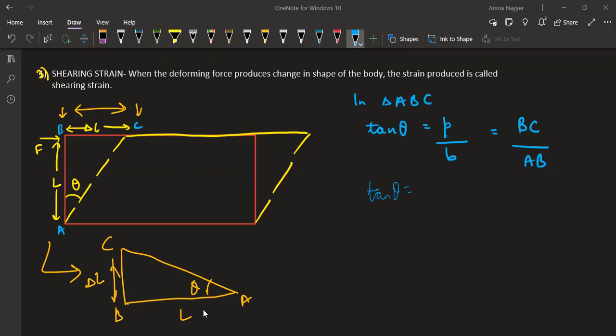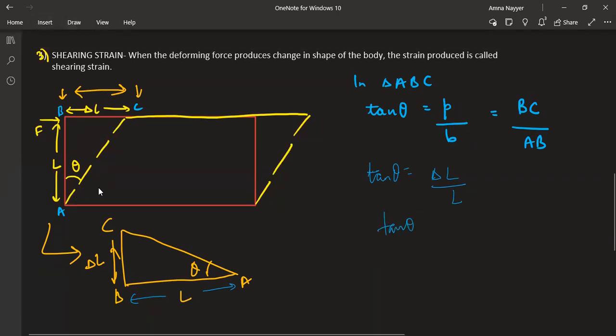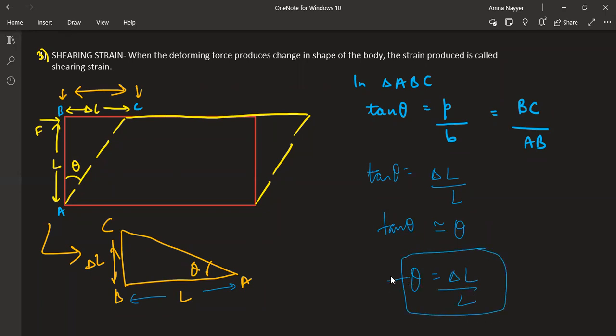See, L is BA. This is L. This is BC. That is delta L. So this will be delta L by L. And for small angle approximation, because you can also note here, the angle that it will be tilted by will be very small. So tan theta can approximately be written as theta. So shearing strain is delta L by L, which is represented by theta. Here your theta is the shearing strain. Fine, strain produced is called shearing strain.